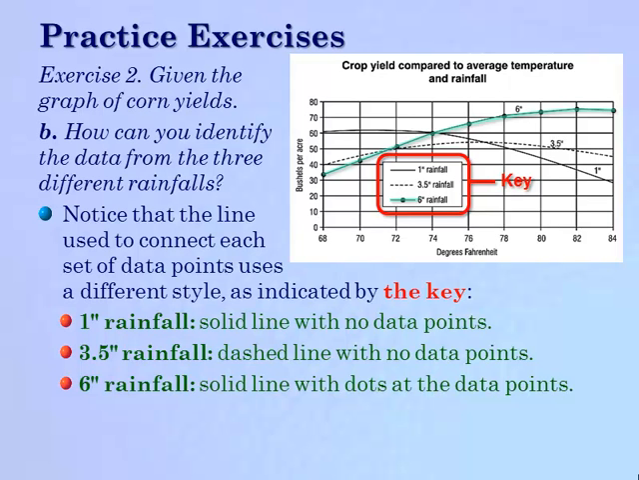And the 6 inch rainfall is a solid line with dots. Now, isn't it much easier to see all of that with the color that we've added here? So use your color skills when making your graphs if at all possible. You don't have to keep them black and white anymore.